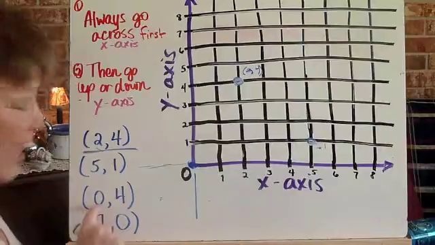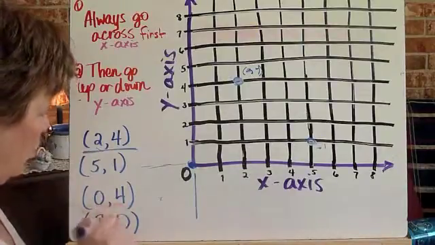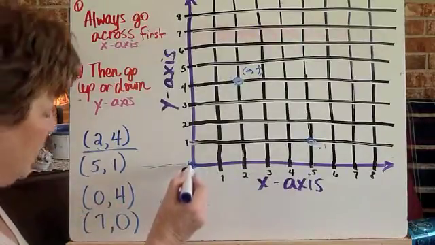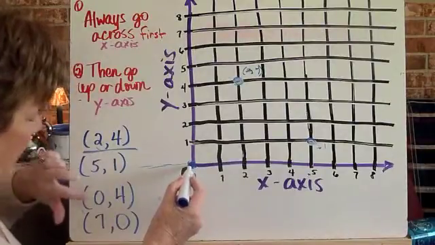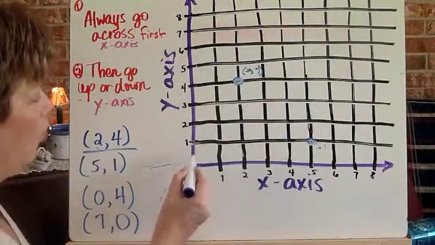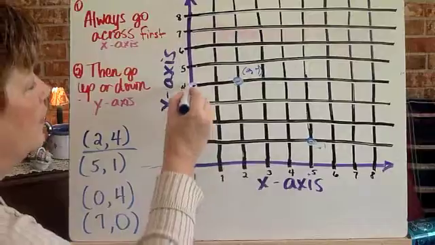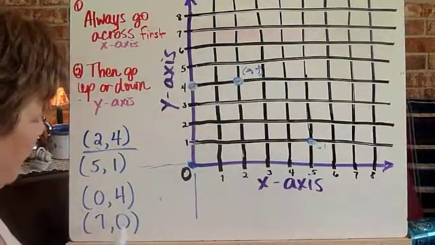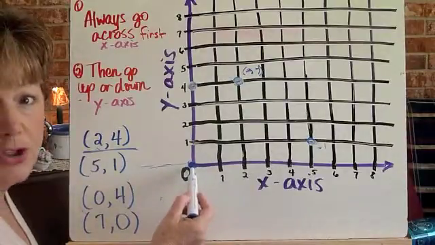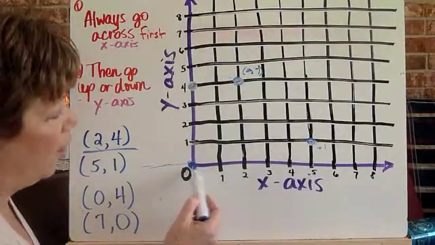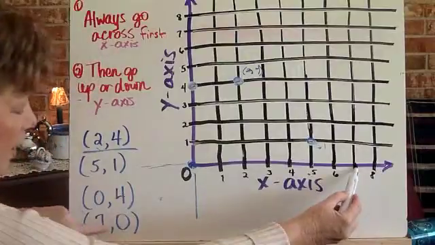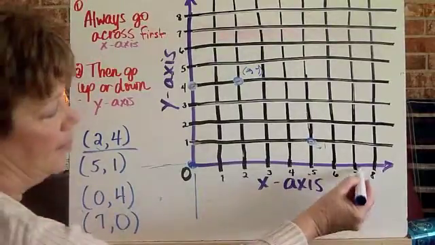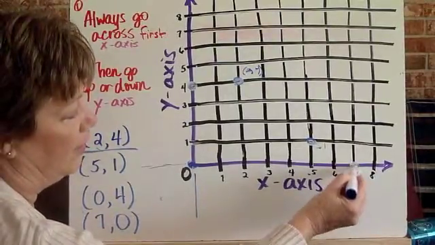0, 4, this is the x-coordinate, this is the y-coordinate. So I'm going to start at 0, and I'm not going to go anywhere. I'm staying at 0, and I'm going to go up 4. 1, 2, 3, 4. So that's where that one gets plotted. And here, 7, 0. So I start at the point of origin at 0, and I go over 7. And how many do I go up? None. So there is my plotted point right there.